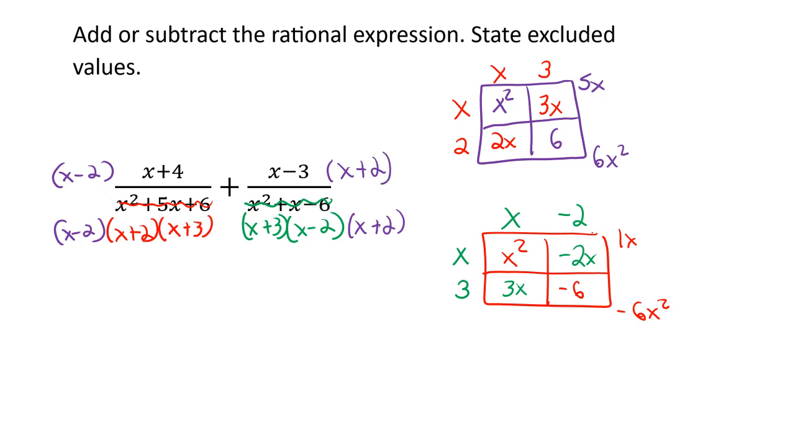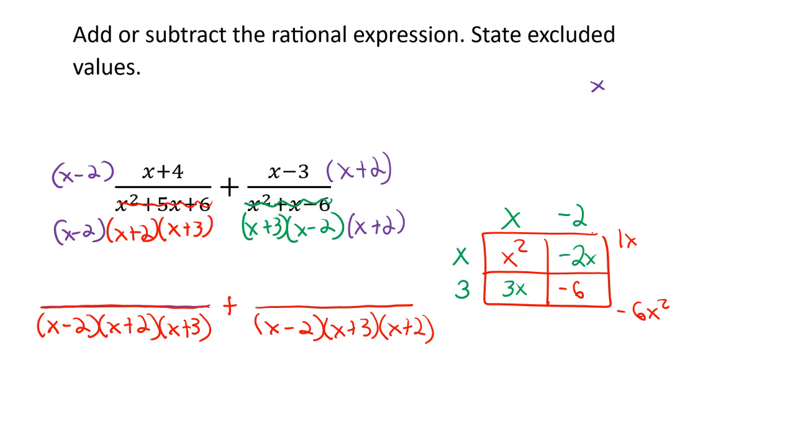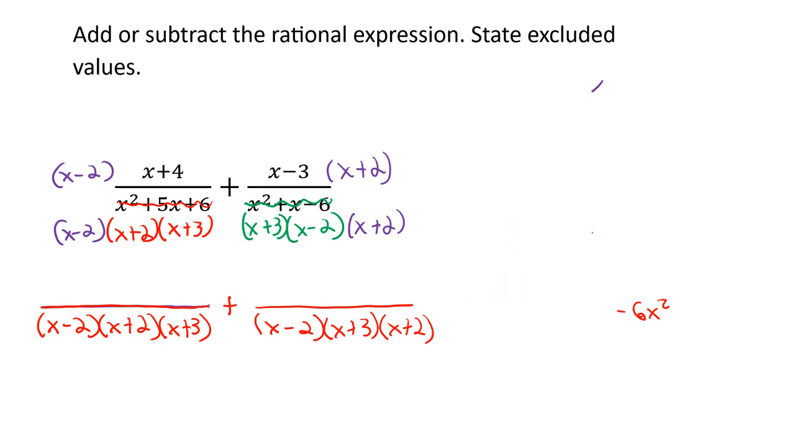So now that I have that, I have my left fraction with a denominator of x minus 2, x plus 2, x plus 3. And on the right, same thing. All right. Now in the numerators, we have ourselves two binomials on the left, the x minus 2 and the x plus 4. We need to multiply those out.